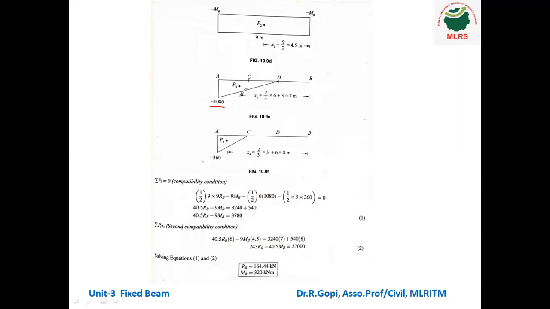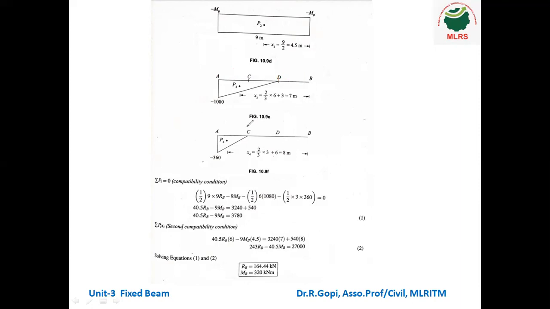Okay. So coming to the centroid distance. The centroid distance up to D is 2/3 of 6 meter. So this length is 6 meter, from here to here. So it is 2/3 of L, plus we have to add this additional 3 meters. So we need the centroid distance from B. So 2/3 of 6 meter plus 3. So it is 7 meter.